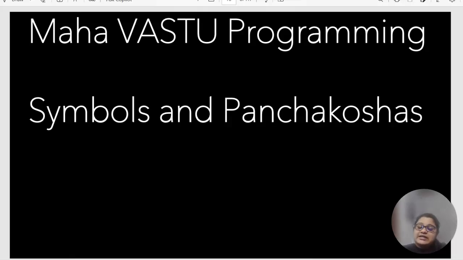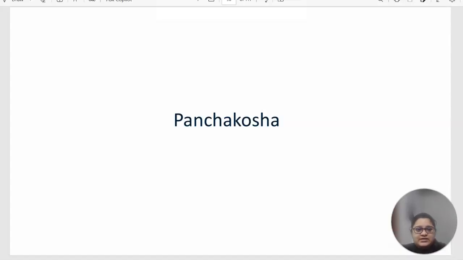The last thing that we'll be looking into is the symbols and the Panchakoshas to make sure the overall usability of the space is Vastu compliant, and at the same time it helps bring positive energies to the space. Now, in this module, typically we'll only be covering the Panchakoshas. We'll be understanding what the Panchakoshas are and how exactly their incorporation into design is going to be considered. So let me quickly talk about the Panchakoshas.